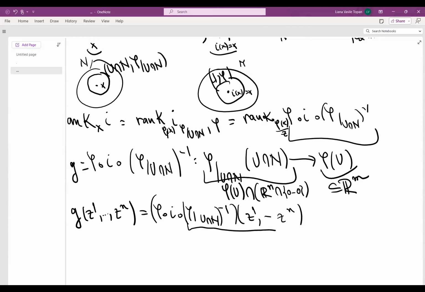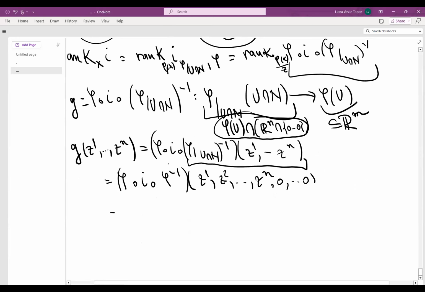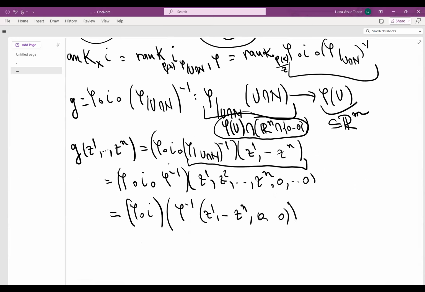Now, what is this part here, you see? Well, you take phi of U and the last components will turn into 0, 0, 0. So this will be phi times I times phi inverse applied on the vector Z1, Z2 up to Zn, where n is the dimension of the submanifold, and the last components are 0 here, all right? So this will be equal to phi times I applied on this phi inverse of Z1 up to Zn and 0, 0, m minus n times.